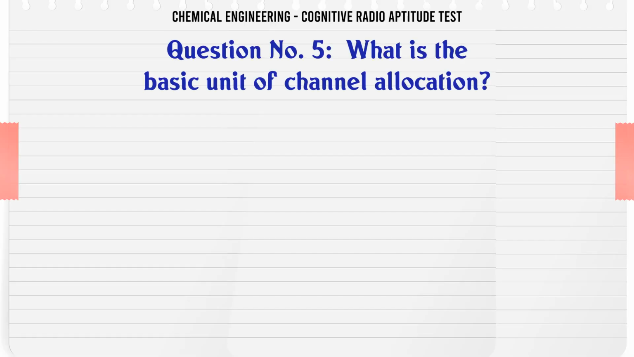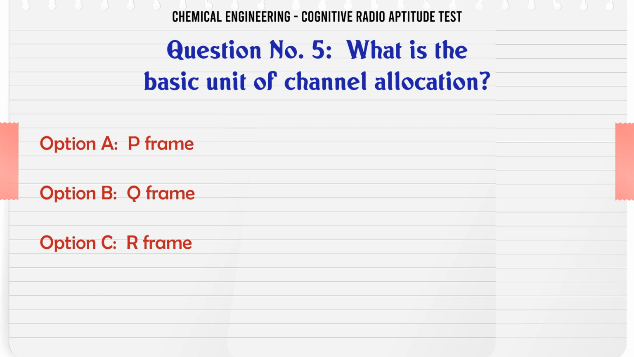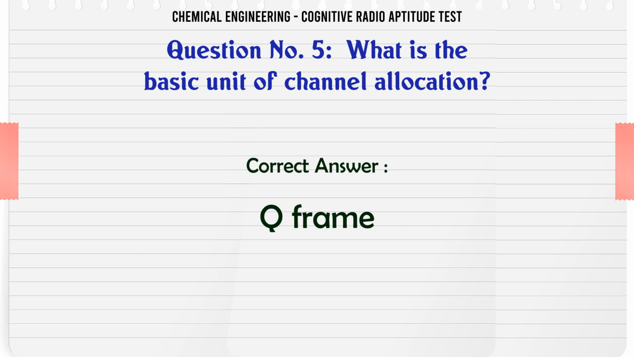What is the basic unit of channel allocation? A. P frame. B. Q frame. C. R frame. D. S frame. The correct answer is Q frame.